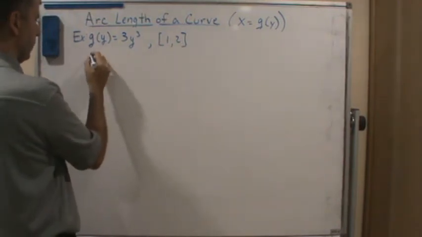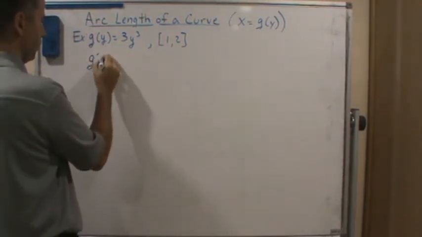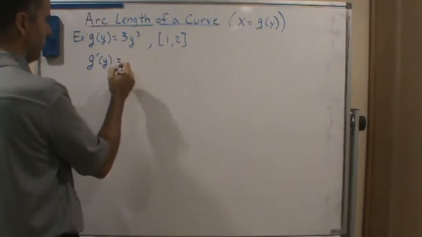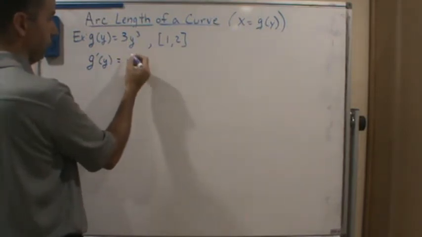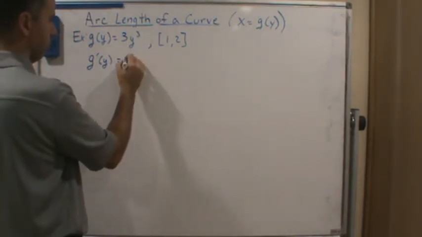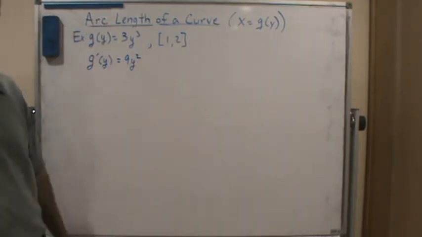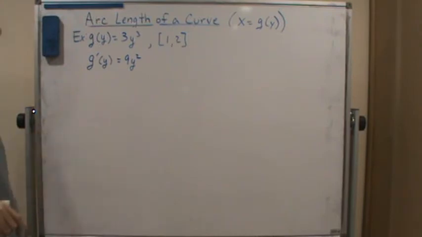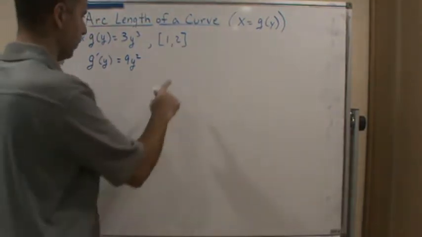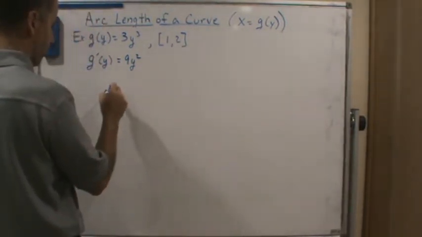And what is the derivative? Well, the derivative is equal to 9y squared, which is continuous over that interval. So we're good. So this is a smooth curve, and we're going to do this over 1 to 2.